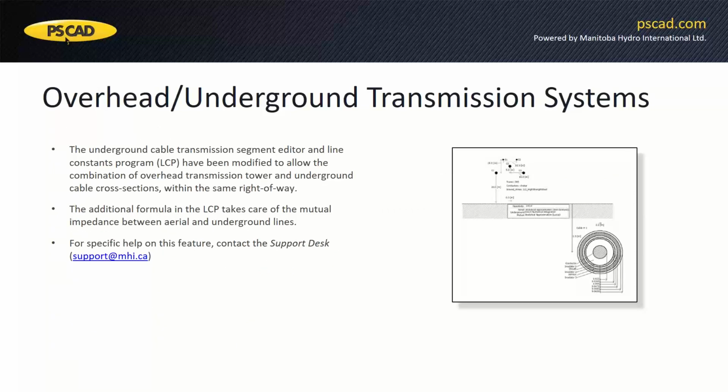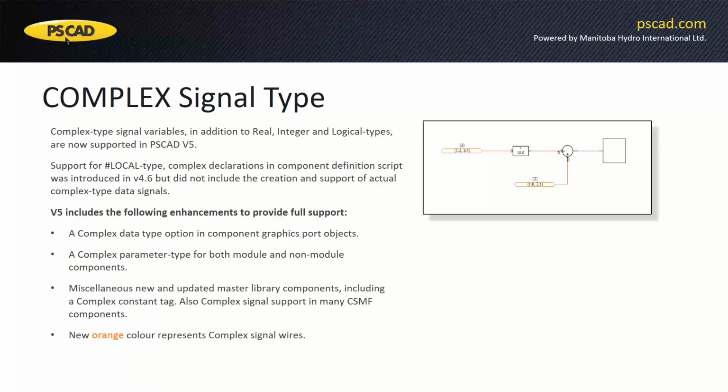Overhead and underground transmission systems can be mixed in the cable editor now. We've added a new mutual earth impedance formula to help us with that. Contact support if you want to find out more about that feature.